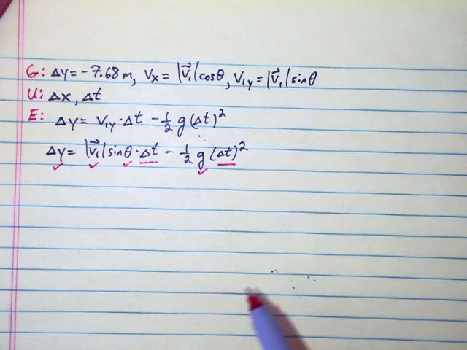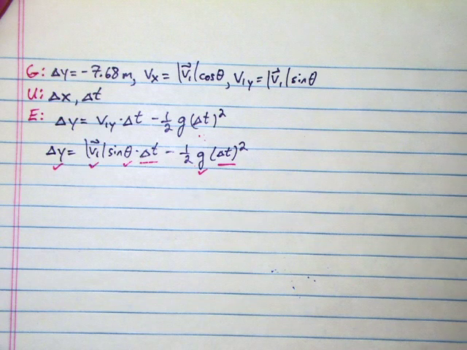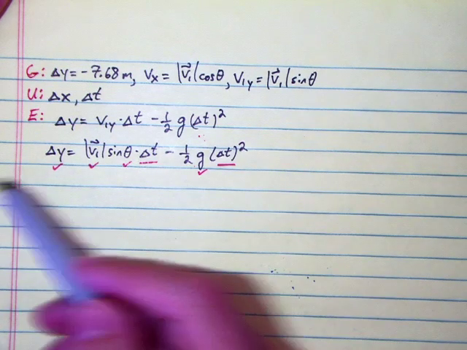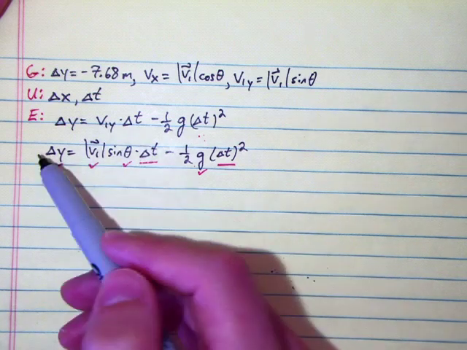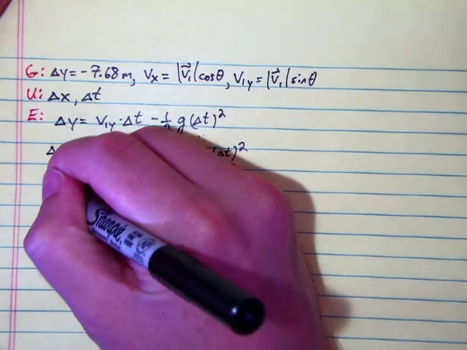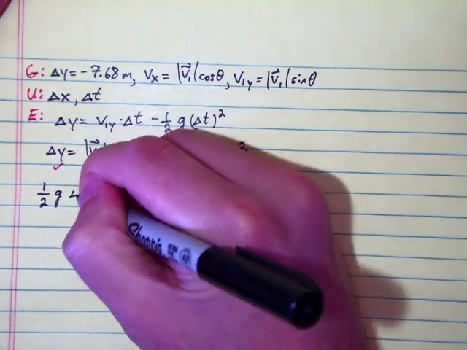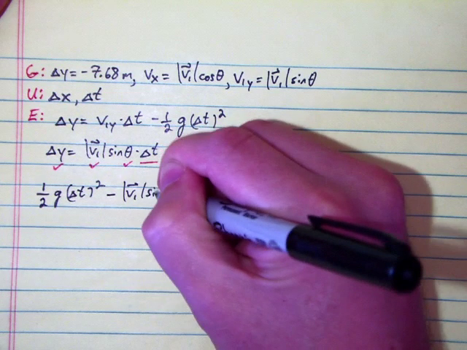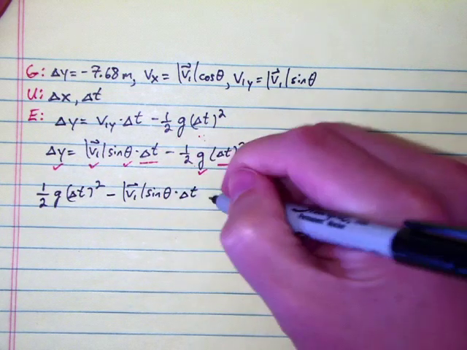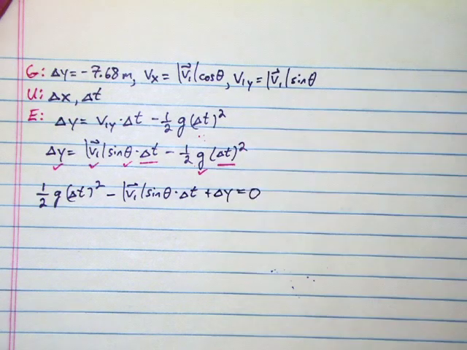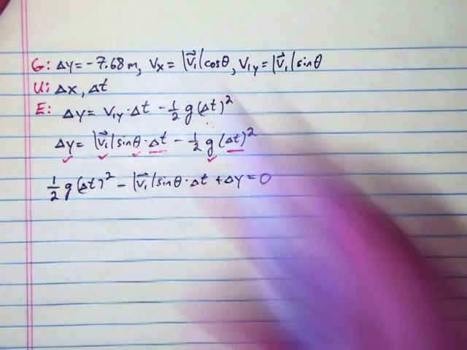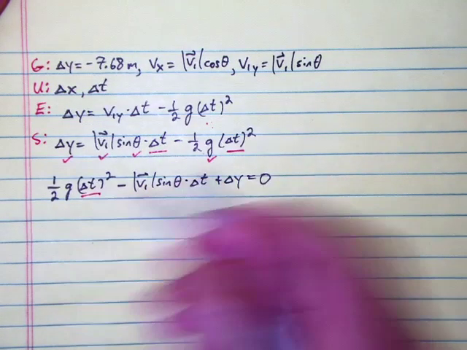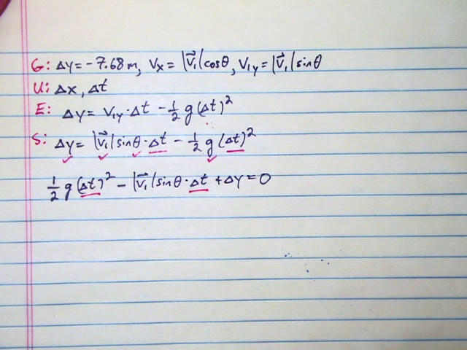Let's rearrange this to get it in a form that's easier to solve as a quadratic. Let's get all the terms on a single side of the equation. So let's move this term over to the left-hand side by adding it, and move this term over to the left-hand side by subtracting it. That'll give us 1/2 g delta t squared minus v1 sine theta delta t plus delta y is 0. Alright, so that is rearranging algebraically as best we can to solve for our unknown.